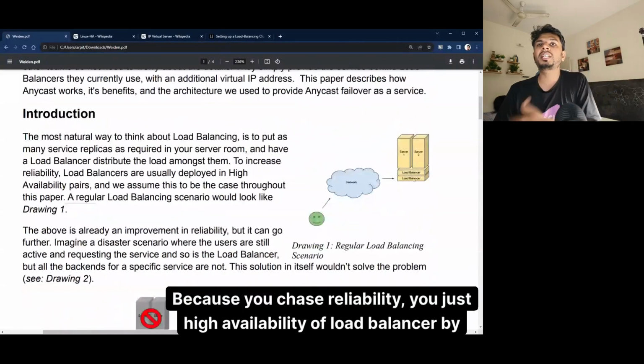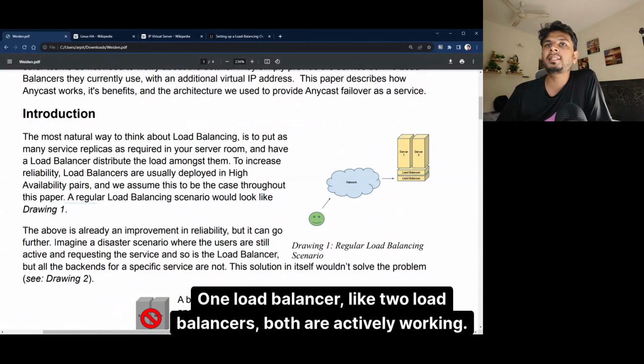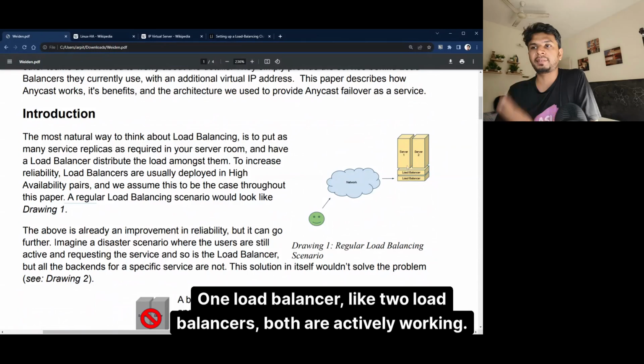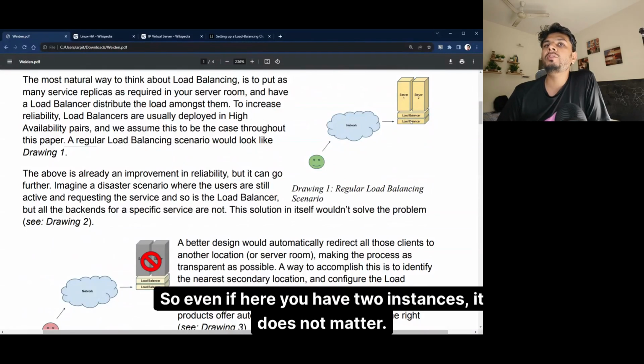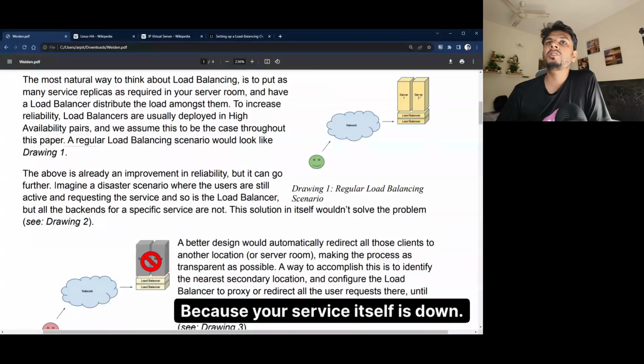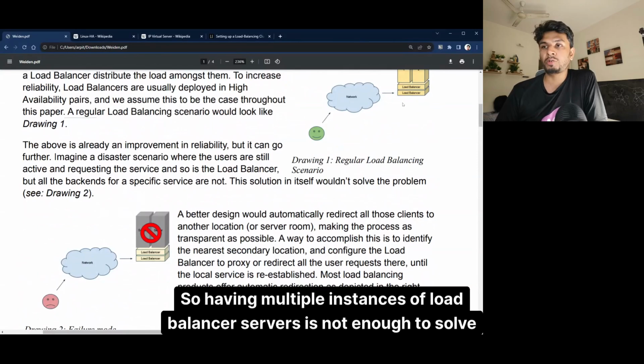Why? Because you chased reliability, you chased high availability of the load balancer by having two machines running. Like two load balancers, both are actively working. Right? Now what is happening over here is, they say, what if the servers are down? So even if you have two instances, it does not matter. Why? Because your service itself is down. Right? So having multiple instances of load balancer servers is not enough to solve this problem.